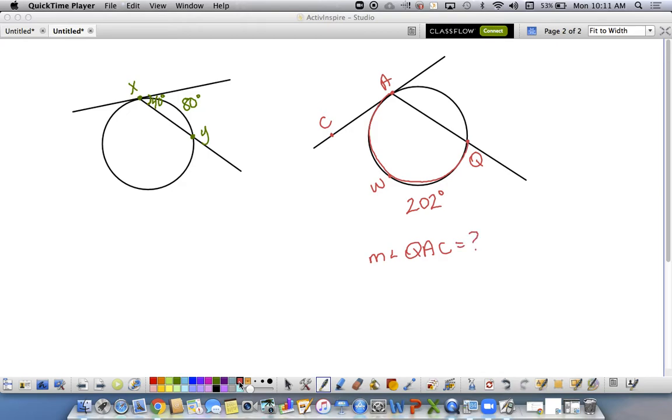What are you going to do to go backwards and find the measure of this angle? That's right, it's going to be half of the arc. So it would be 101 degrees. Good job. All right, there's another theorem that we need to look at. It's theorem 64-2. It says the measure of an angle formed by two chords intersecting in a circle is equal to half the sum of the intersected arcs.